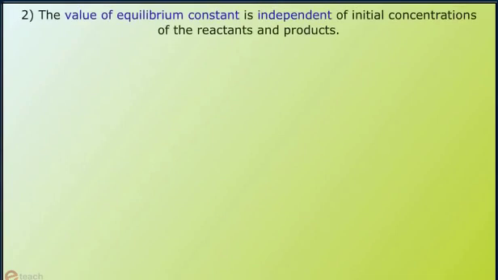The second one is the value of the equilibrium constant is independent of the initial concentrations of the reactant and product. For example, the reaction PCl5 reversible PCl3 plus Cl2.